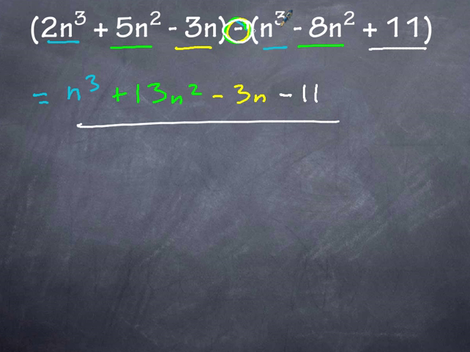With our trinomials, we match up like terms and subtract, and in this case we get a 4-term polynomial: n to the third plus 13n squared minus 3n minus 11.